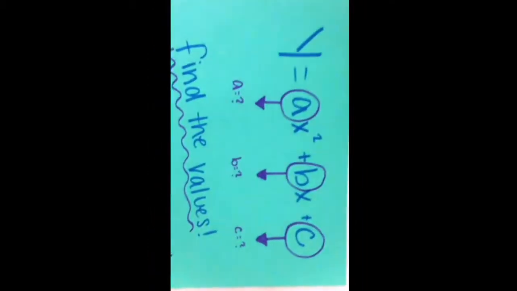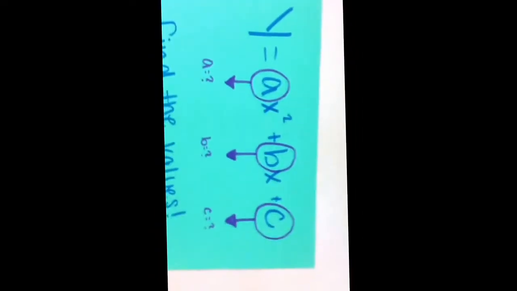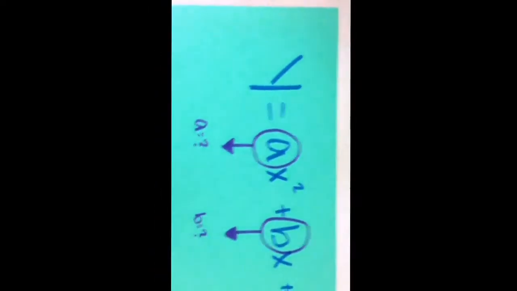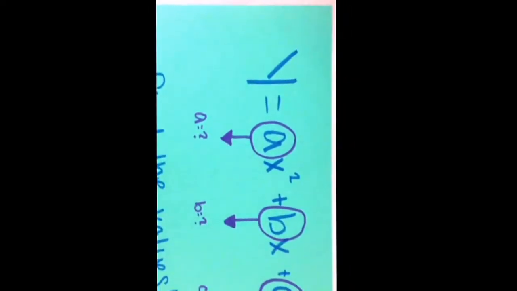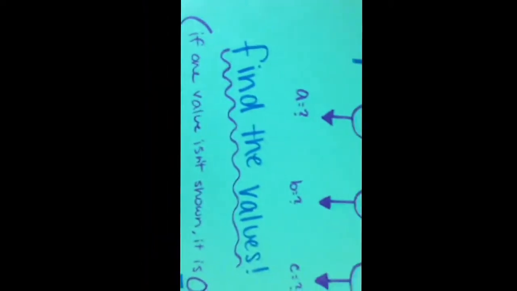Alright, next, you have to find your values. As you can see in the standard form equation, ax squared plus bx plus c, the a value is simply found by looking at the number in front of the x squared, b is in front of the x value, and c is the y-intercept. If one of the values isn't shown, it is 0.